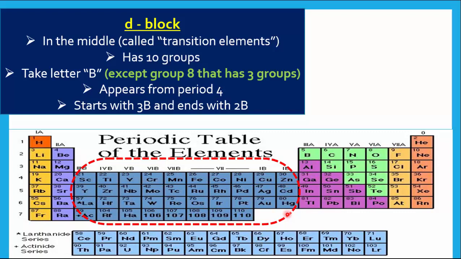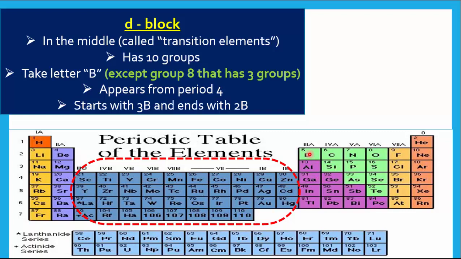Okay, what is the letter here? It's not A, like S block and P block. It's B. So I can say 3B, 4B, 5B, and so on.